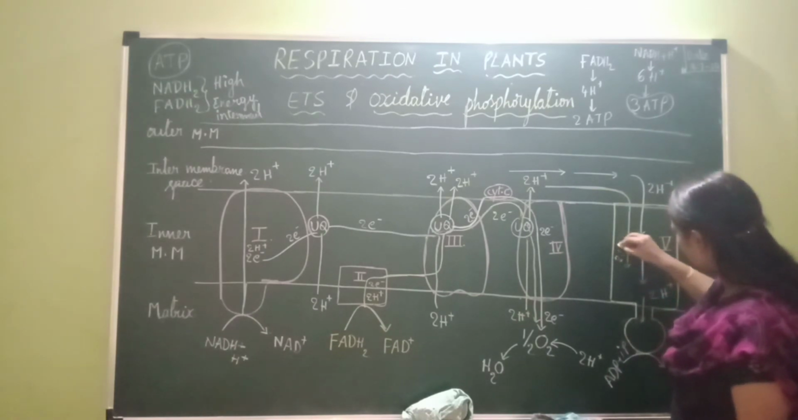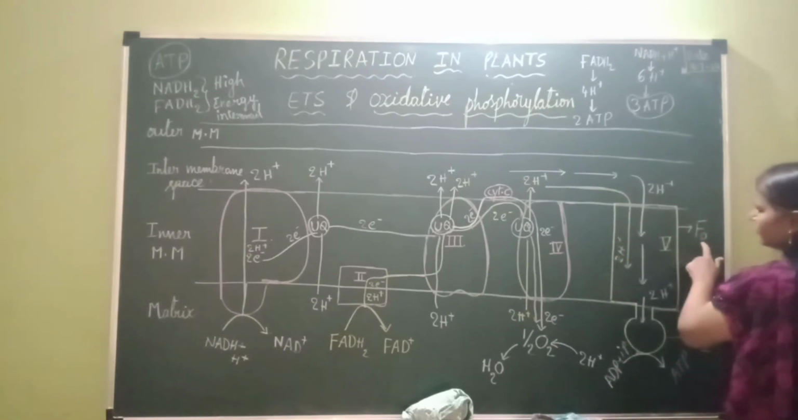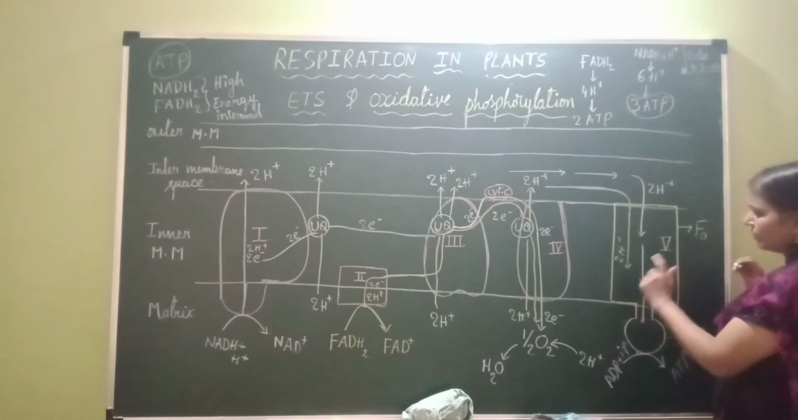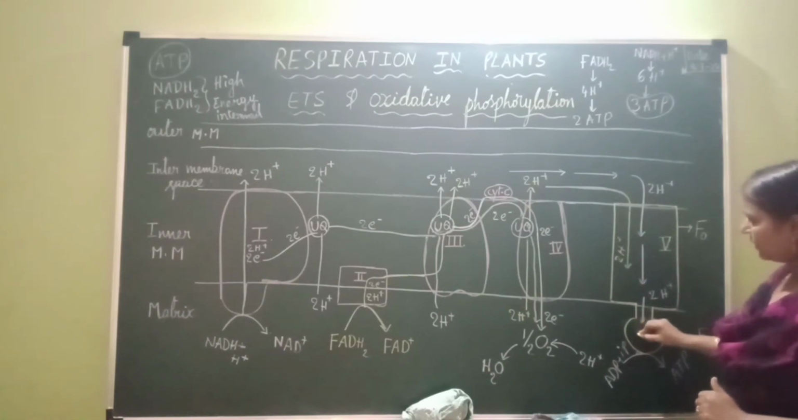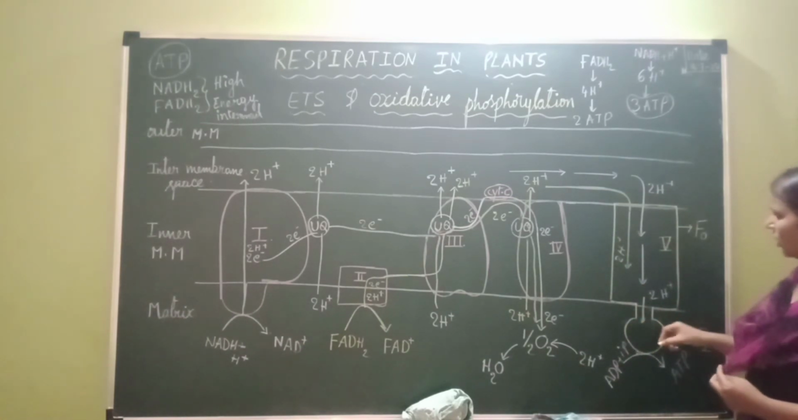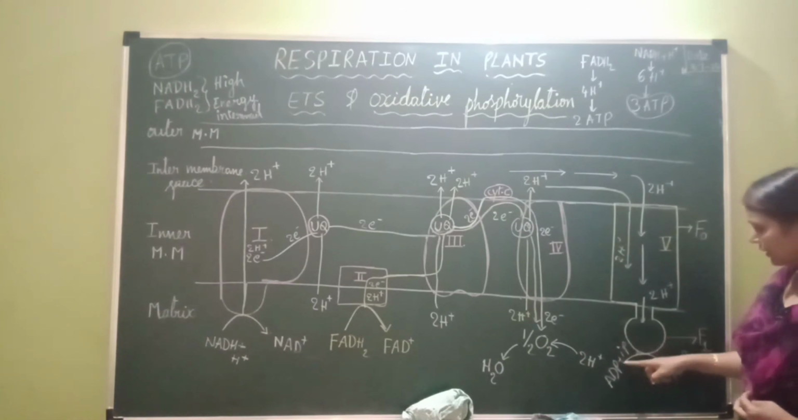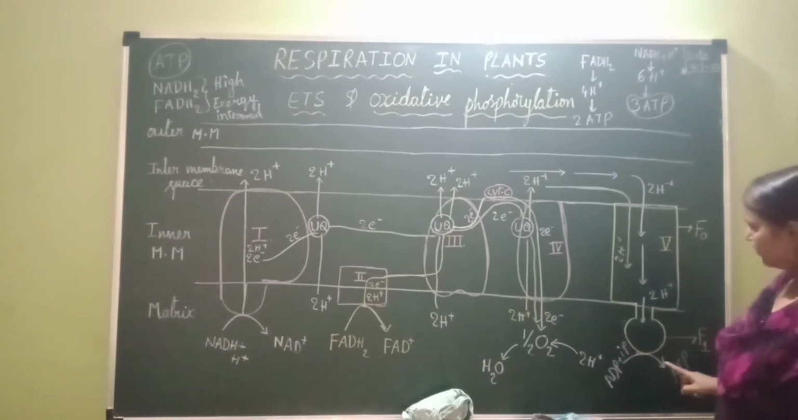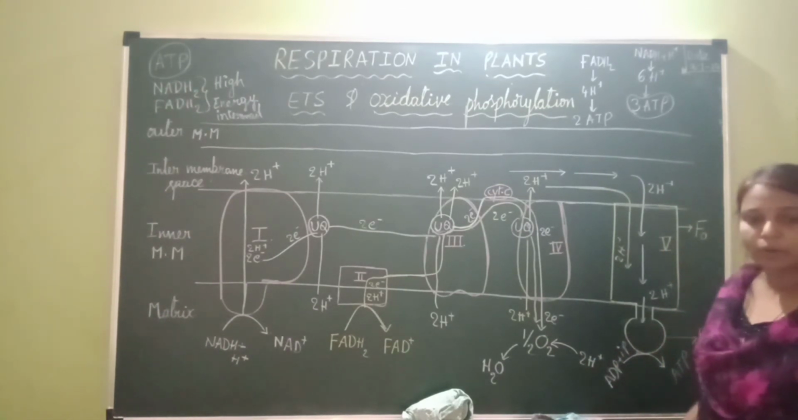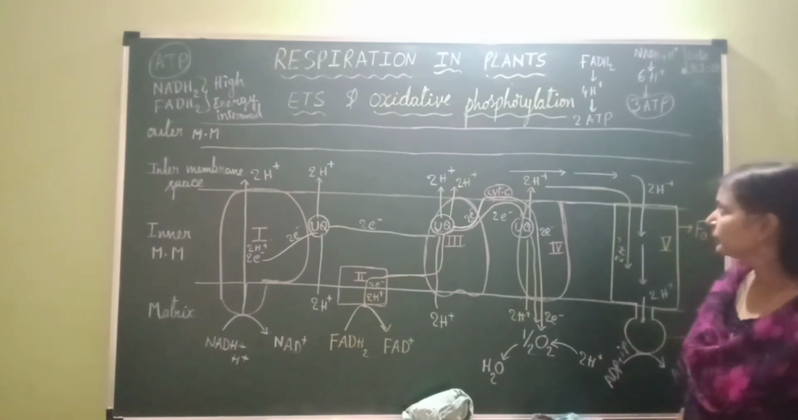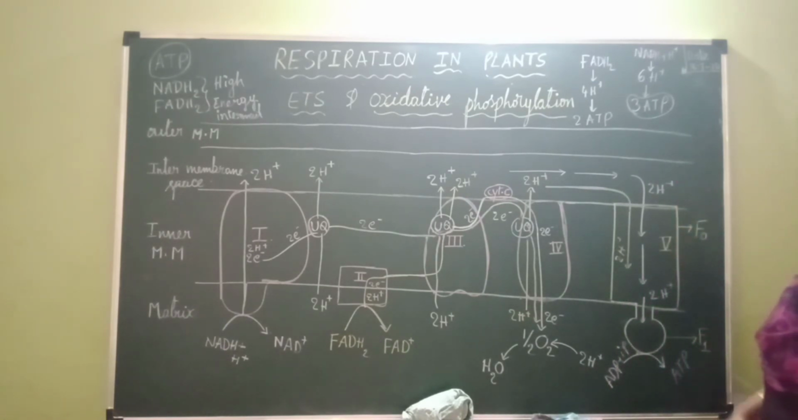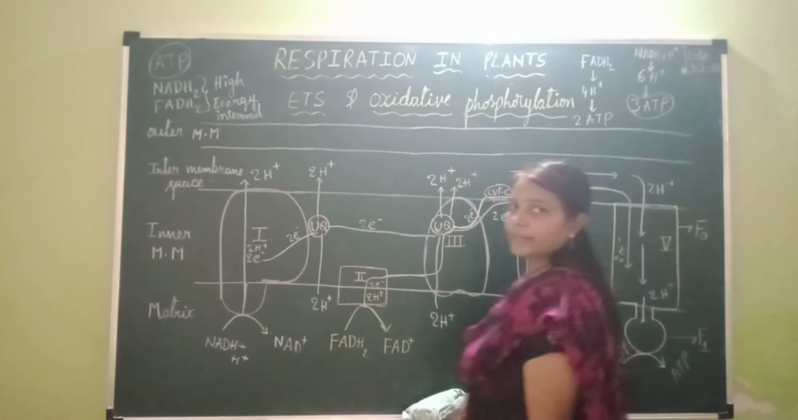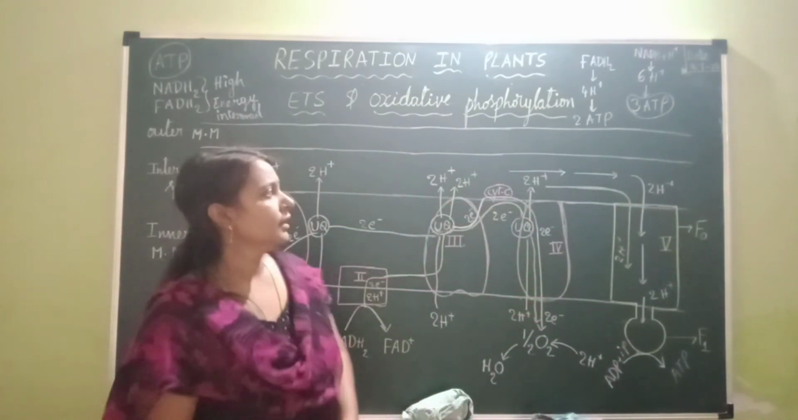Through this transmembrane channel, that is the F0 particle of the fifth complex, and finally reaches the F1 particle, that is the headpiece of this fifth complex. So one ADP and inorganic phosphate combine together, resulting in the formation of one molecule of ATP. So like this, this is about oxidation of NADH2 and oxidation of FADH2.